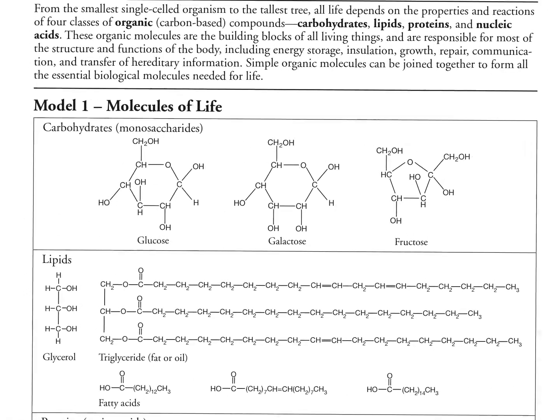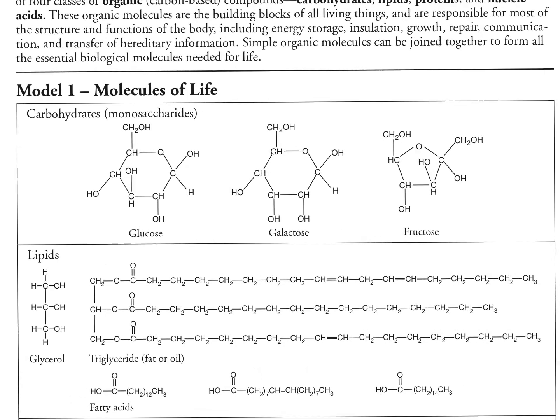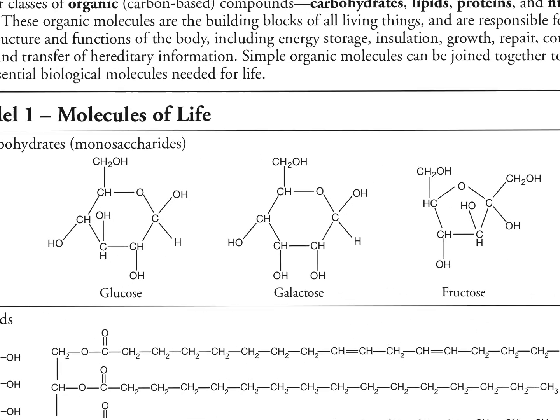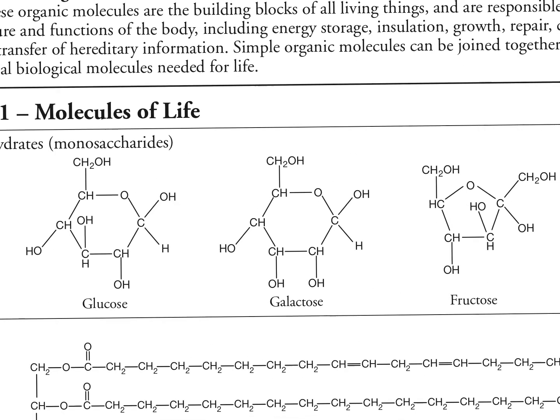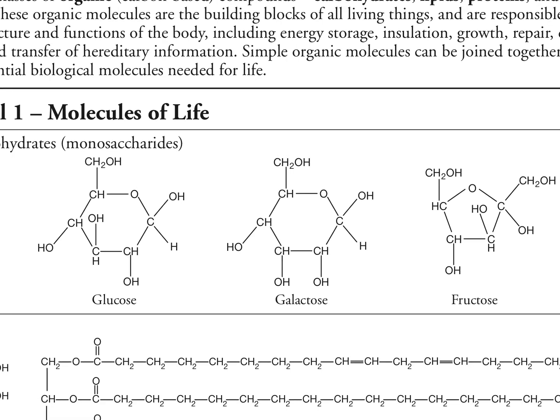All right. So let's take a look at carbohydrates first. Here are 3 monosaccharides. Why do we call them monosaccharides? And there it is. There's only one. We'll look at polysaccharides in just a minute. Mono means one, saccharide means sugar.